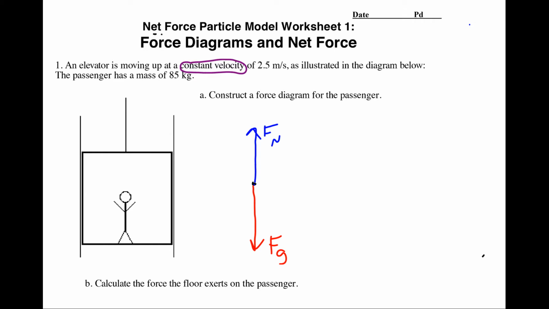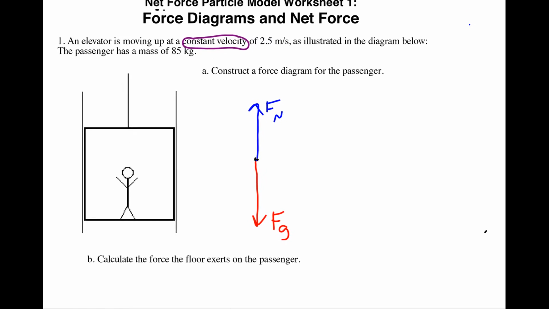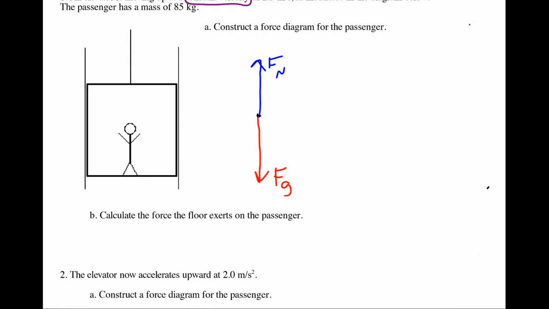Now, before we continue, here's the next thing that we're going to have to do. It says to calculate the force the floor exerts on the passenger. So before we can do that, though, we're going to have to get some basics out of the way first. Let's write some formulas so that we have a basis to make that calculation.